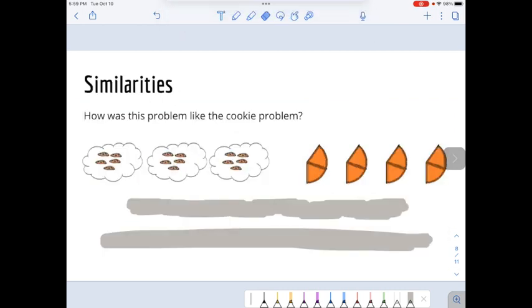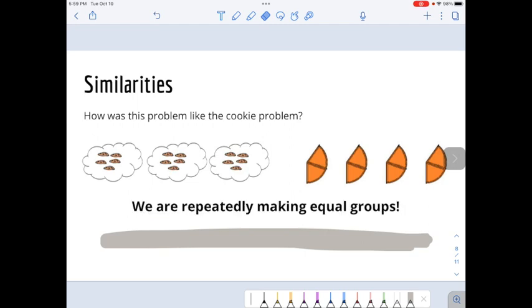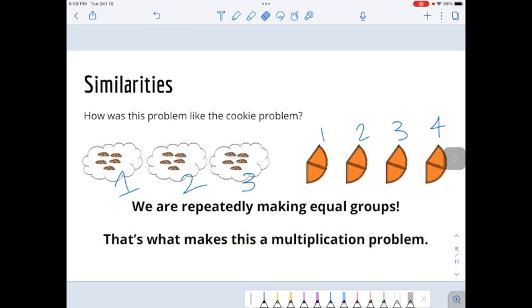Let's try another one. Wait, before we do, how was this problem like the cookie problem? We're repeatedly making equal groups. In the first one, it was 1, 2, 3 clouds that looked the same. In the second example, it was 1, 2, 3, 4 groups of pizza that represented the 4 kids who were getting equal amounts. That's what makes this a multiplication problem. Anytime you are repeatedly making equal groups, you have multiplication.